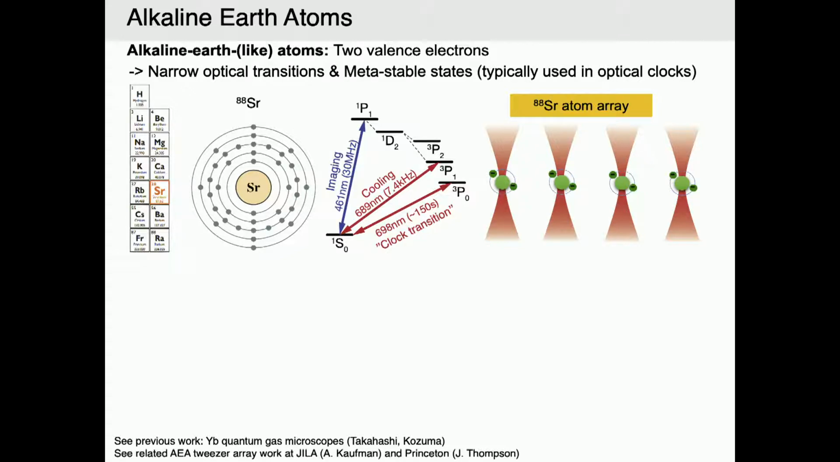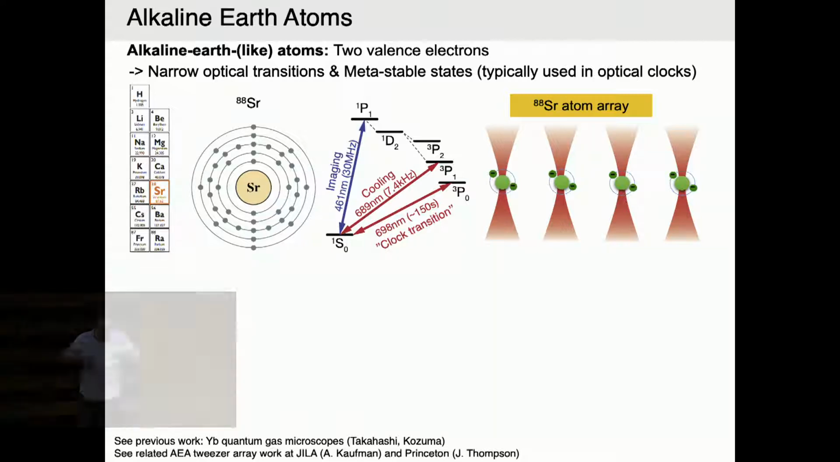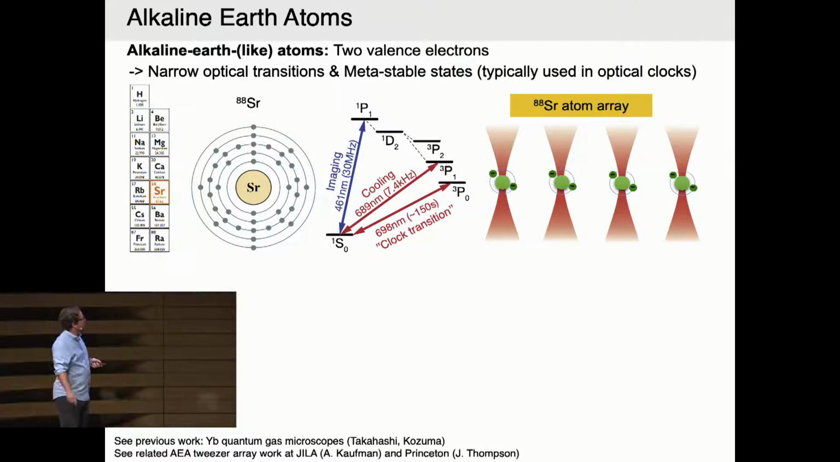And I should state that we were very inspired by ytterbium quantum gas microscopes that came before us, and we actually used a lot of these techniques in these experiments. Also over the past years, a lot of the results that we published were in parallel to results of Adam's group, who will talk next, and also Jeff Thompson's group in Princeton, who have nice results on two valence electron atoms, or alkaline earth-like atoms, in tweezer arrays. So we managed to do that eventually.